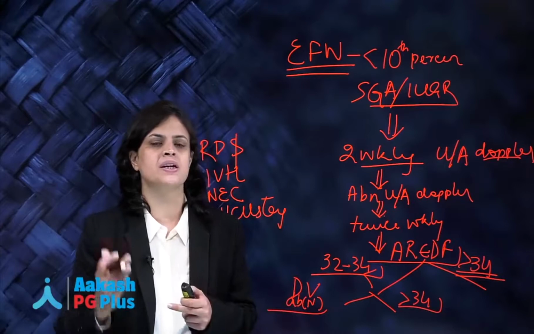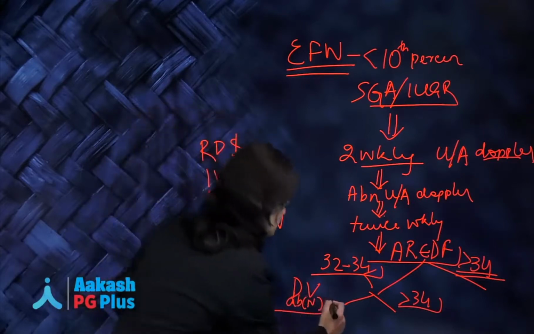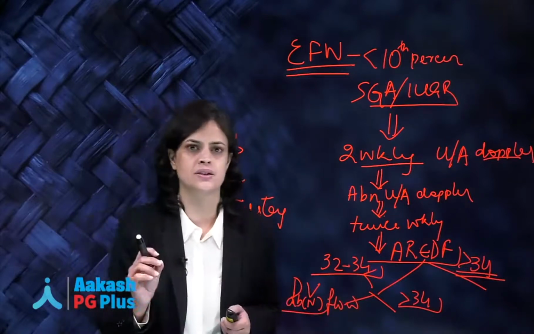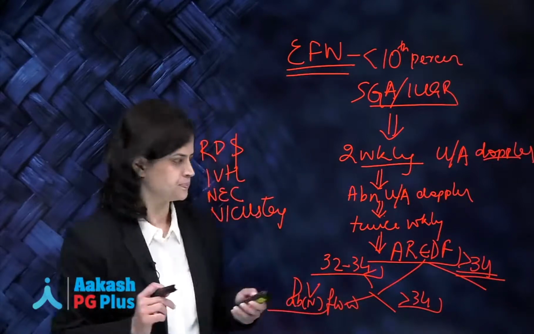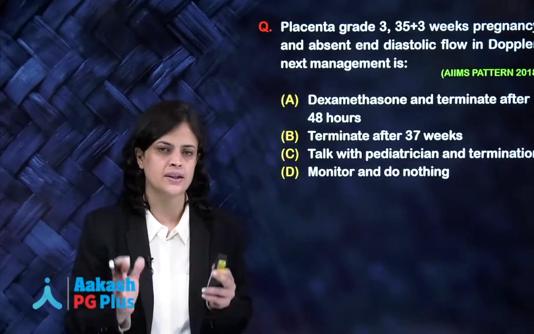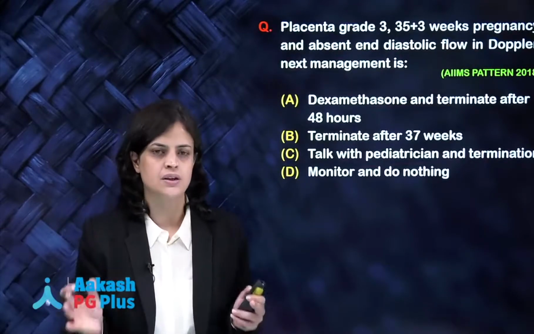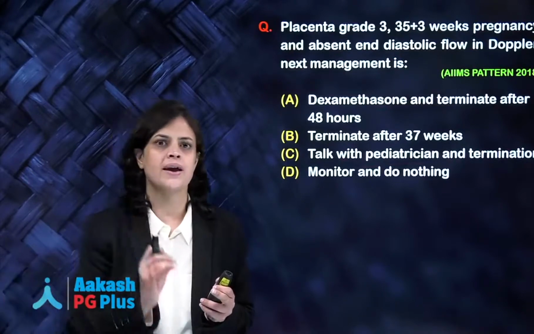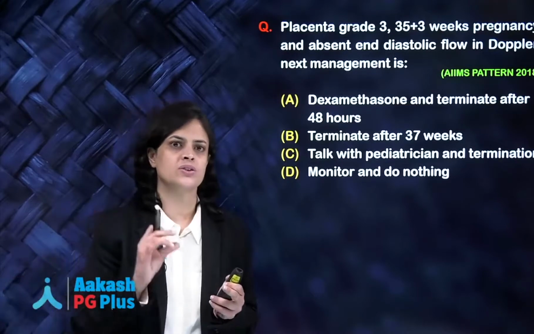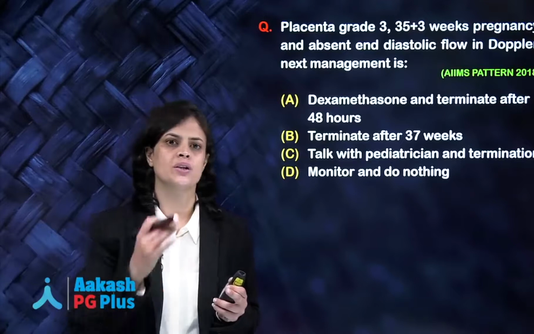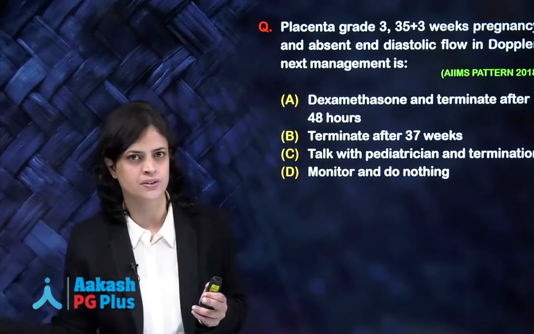We deliver the baby at any time if the ductus venosus flow becomes abnormal, because that is indicative of fetal acidemia. So, what have we learned? We have learned that in a growth restricted fetus, monitoring is by way of umbilical artery Doppler assessment every 2 weeks. Once the diastolic blood flow decreases, umbilical artery Doppler becomes abnormal. We do a twice weekly umbilical artery Doppler assessment.